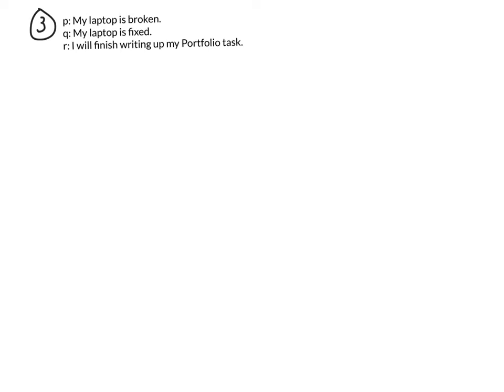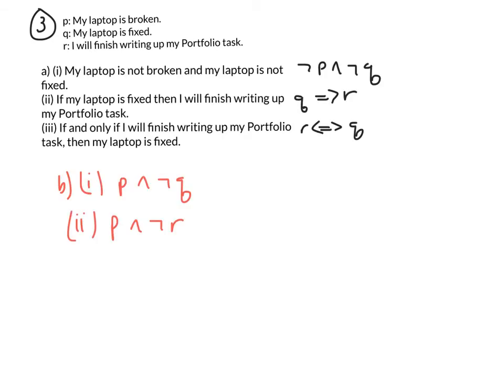Number 3 gives us 3 logic statements. P is my laptop is broken, Q is my laptop is fixed, and R is I will finish writing up my portfolio tasks, and then asks us some questions about those. So part A gives us symbolic statements and wants us to write it in words.